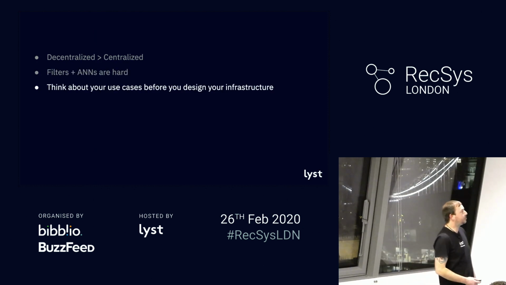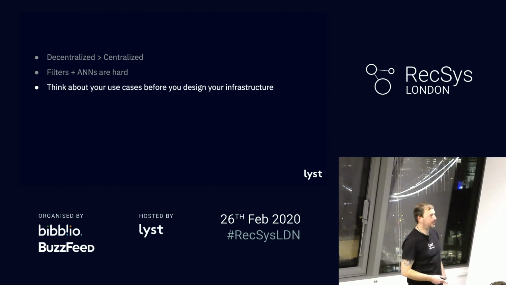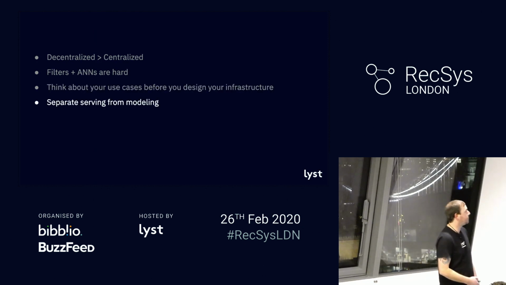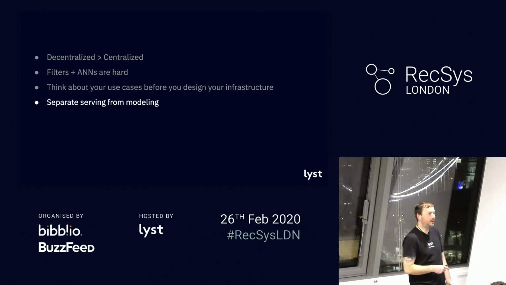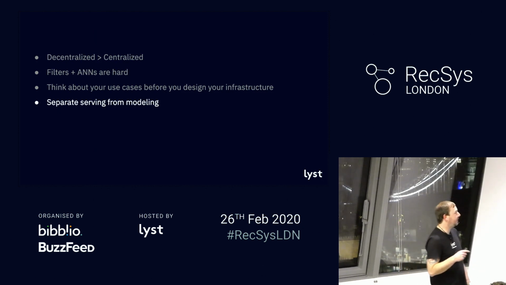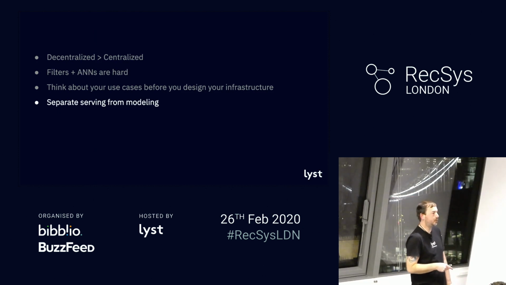Think about your use cases before you design your infrastructure. This is related to the last one. If you know you have limitations, build your serving infrastructure around it. And separate your serving from your modeling. You don't have to know what your models are doing to serve that. If you just need to do cosine distance between vectors, just work on that. Leave the modeling to someone who knows how to do that better.